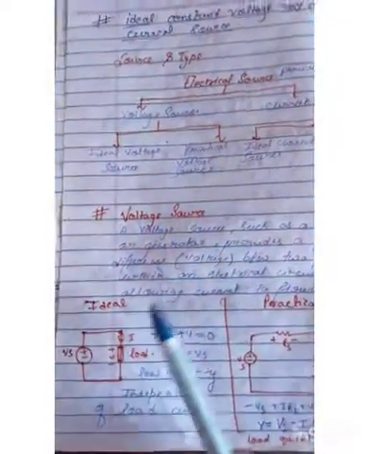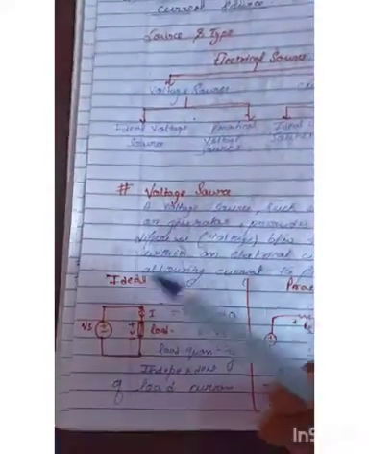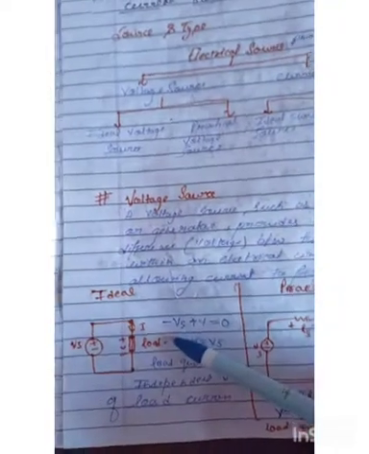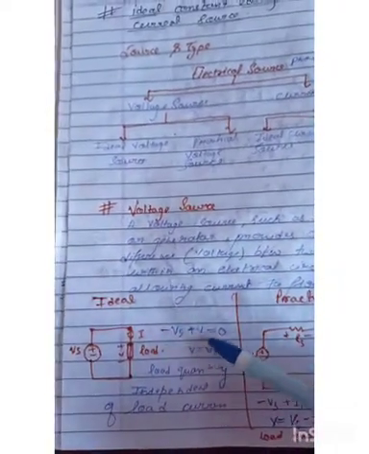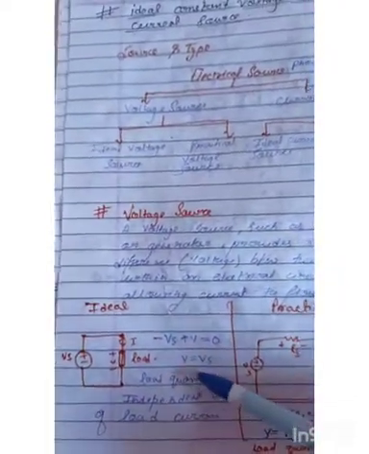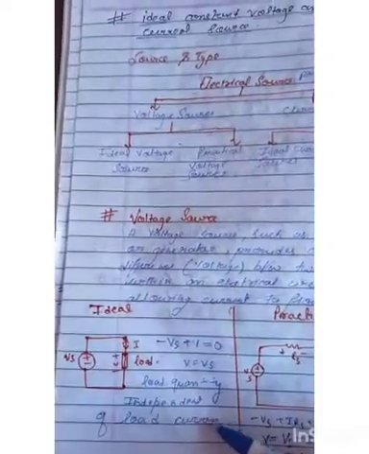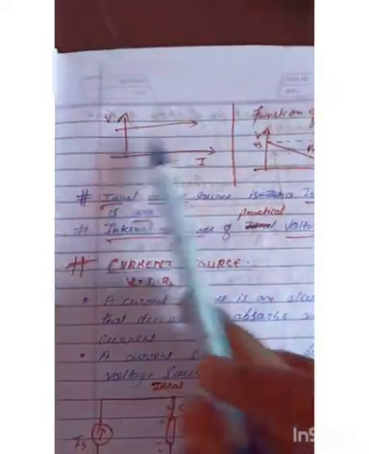Now we take ideal and practical. In ideal, we take a voltage source Vs and a load. We will see that minus Vs plus V is equal to 0, that is, voltage is equal to the voltage source. In this, the load quantity is independent of the load current. We will plot a graph according to this. We will see that the load quantity is independent of load current.